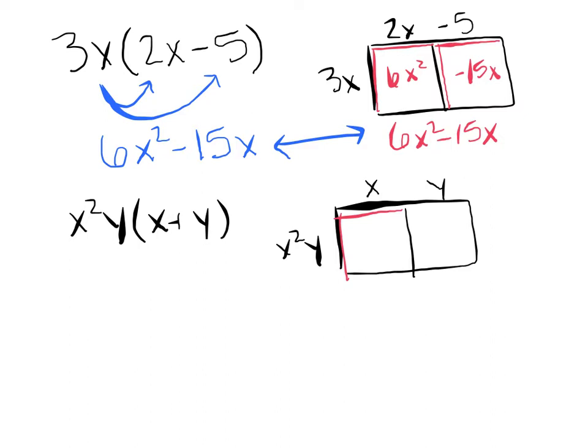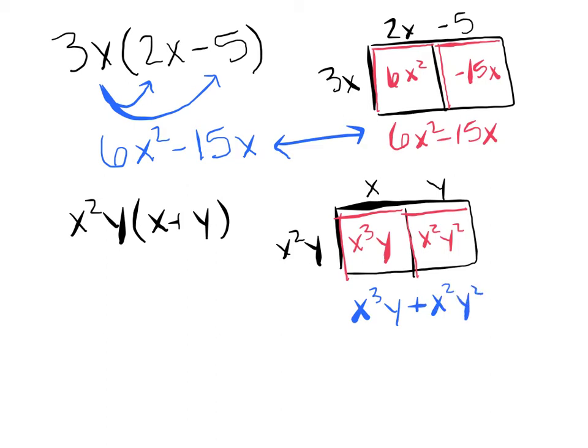x squared y times x. We need to remember this from our properties of exponents. x squared times x is x cubed, and the y just comes along because he has nobody else in this case. Now when we find the area of the second little rectangle, we have x squared y times y. We get x squared y squared, based on our properties of exponents. When we add these two things together, we get x cubed y plus x squared y squared.